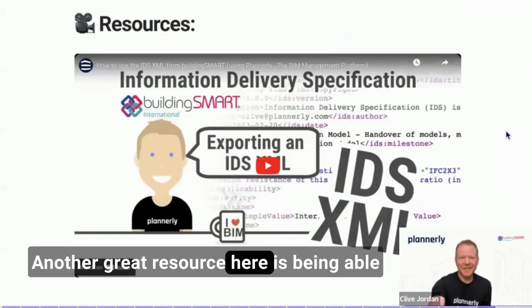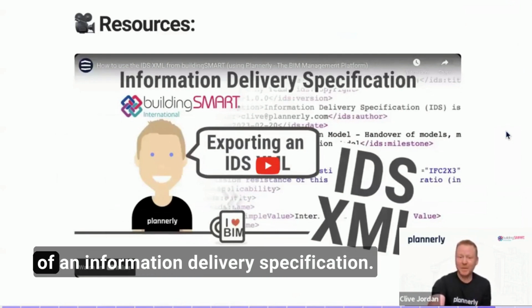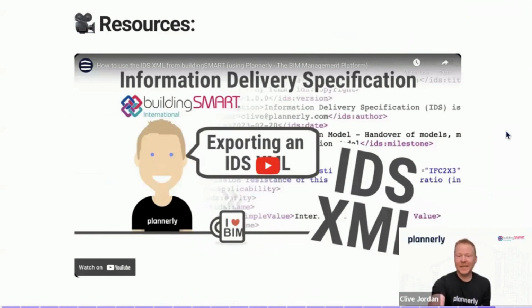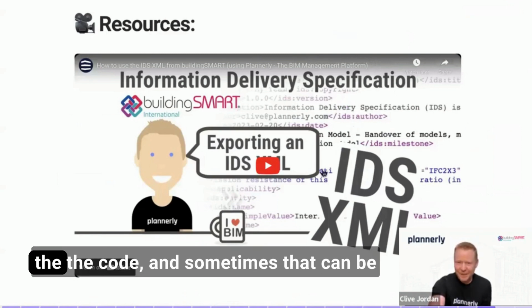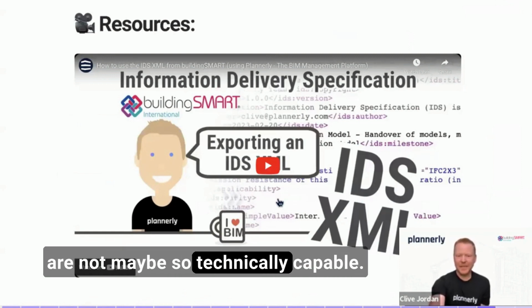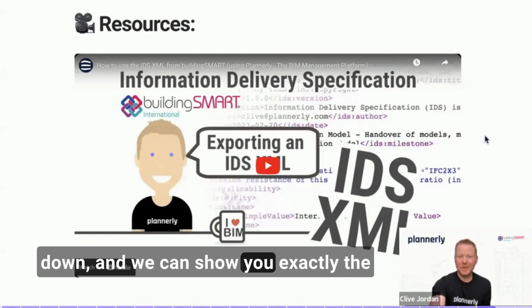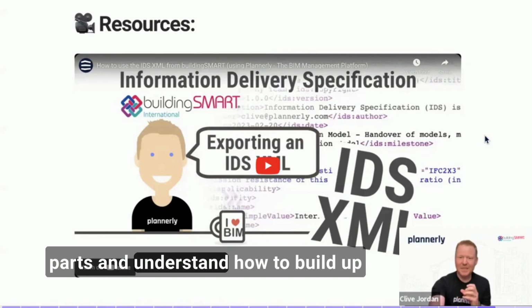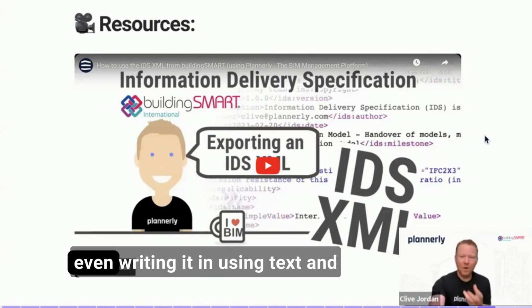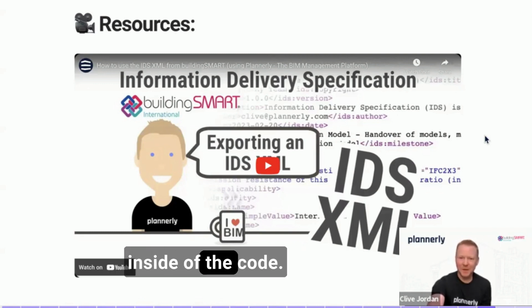Another great resource here is being able to understand the structure and the makeup of an information delivery specification. In the background here, you do see the code, and sometimes that can be very unnerving for some teams that are not maybe so technically capable. But inside of this video, we break it down and we can show you exactly the parts and understand how to build up, even writing it in using text and building up an information delivery specification, the structure of it inside of the code.